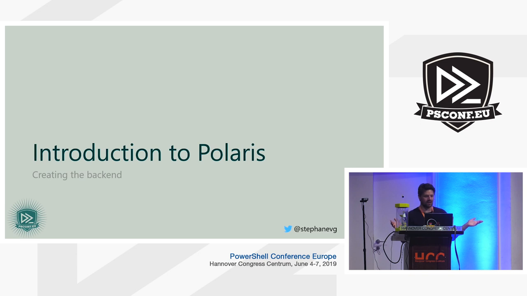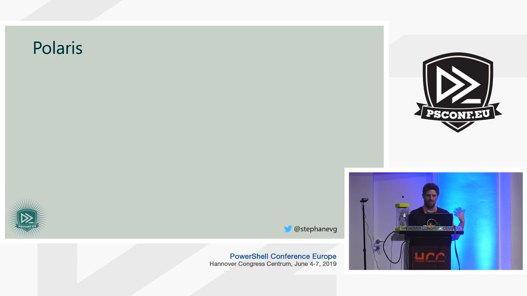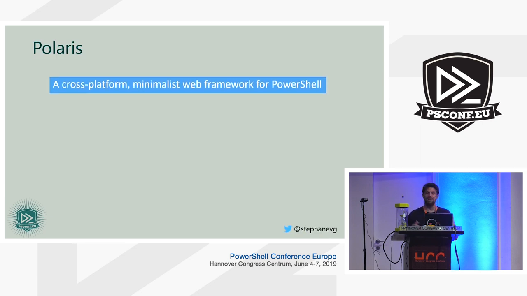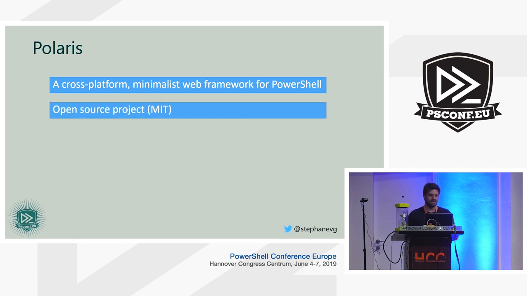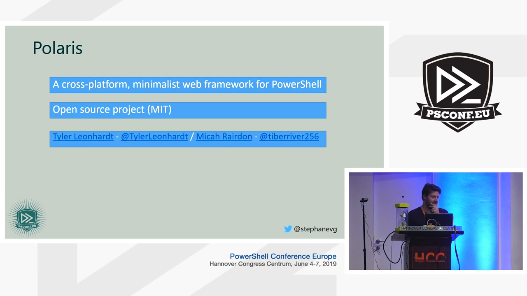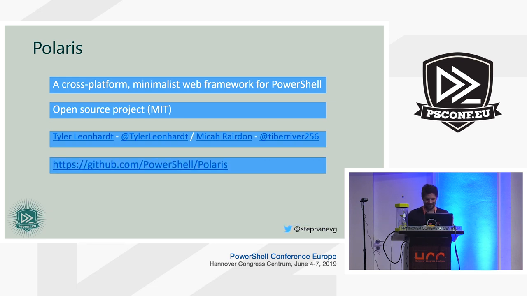Okay, so now we arrive at the interesting part. Up until now, we have gone through this slight learning curve of HTML, and we've created only static and local pages, right? Now Polaris is going to help us improve that and make things more dynamic. So what is Polaris? Polaris is a cross-platform minimalistic web framework for PowerShell. It is an open source project under MIT, written by Tyler Leonard and Mika Reardon. I think Tyler is maybe not in the room, but if people have questions about Polaris, please go to Tyler. I think he's very nice, actually.